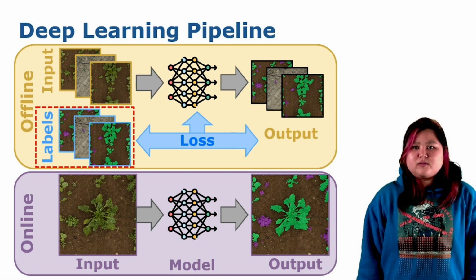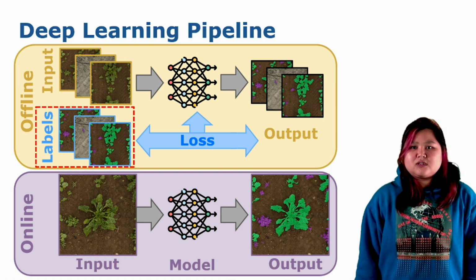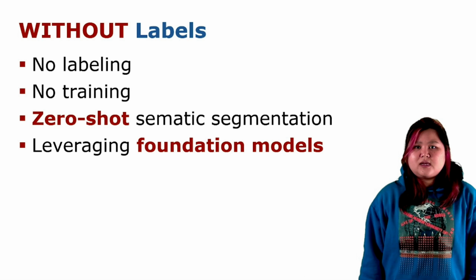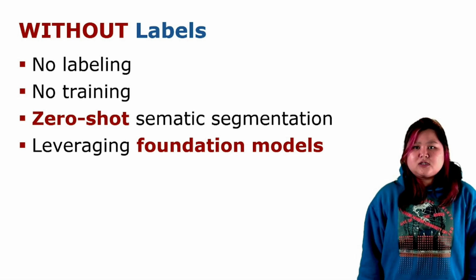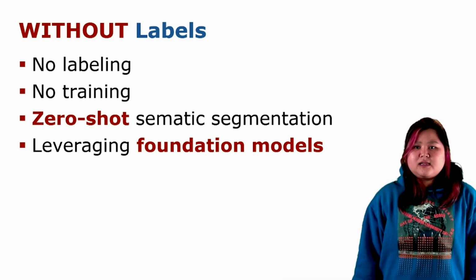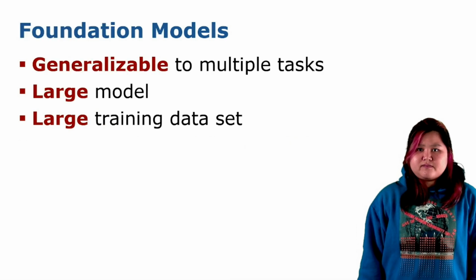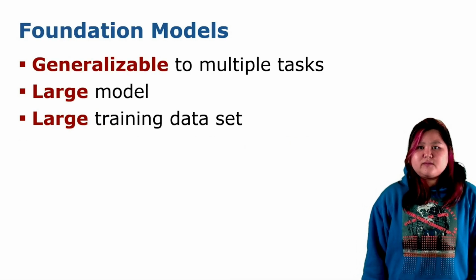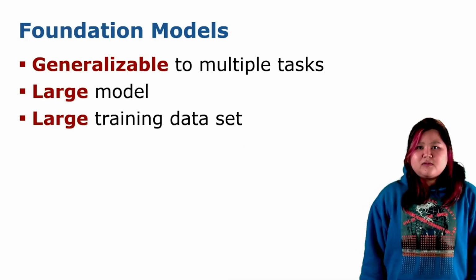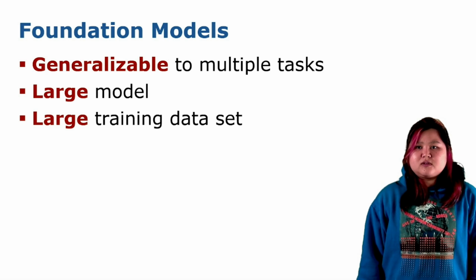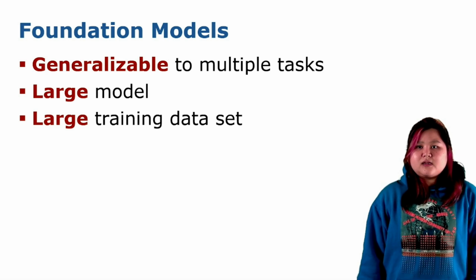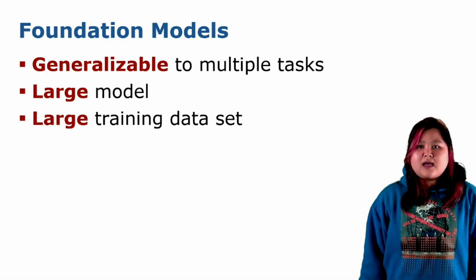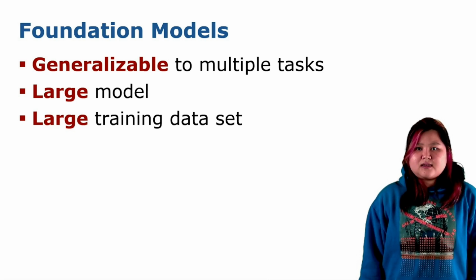Therefore, we would like to be able to perform semantic segmentation without using these labels. So today we will propose a method that requires no extra labeling and no training. That is, we would like to perform a zero-shot semantic segmentation that typically leverages foundation models instead of labels. So what is a foundation model? A foundation model is a deep learning model that was designed to be generalizable and perform multiple tasks. Typically, this is achieved by using a very large deep learning model and training over a very large dataset.